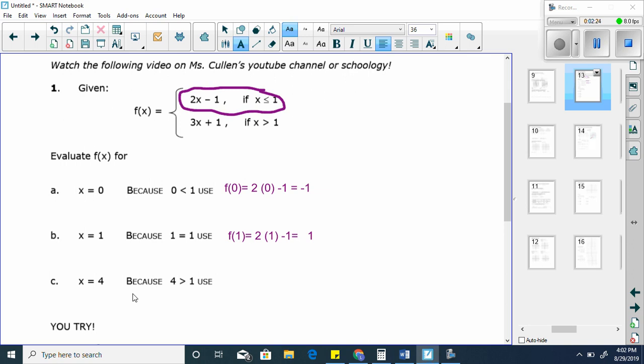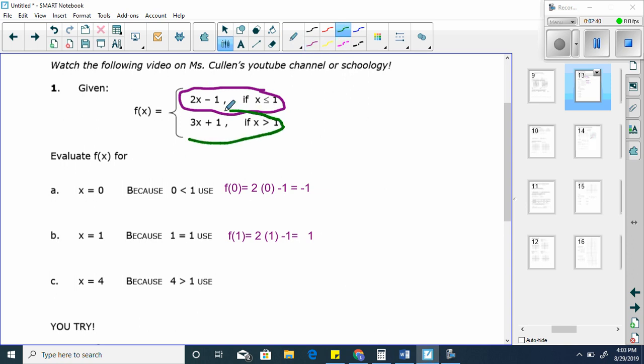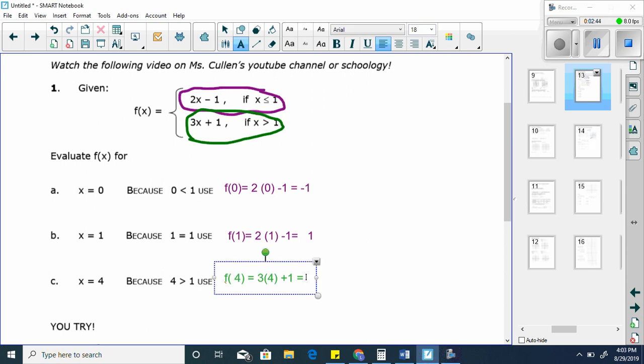Then I come down to my last case here, and it says, what if x equals 4? Evaluate f of x for x equals 4. Well, 4 is greater than 1, so I'm actually going to switch this up this time, and I'm going to use my other equation, 3x plus 1, because x is greater than 1. But I'm still going to follow the same process and substitute in 4 as my input in my function. So it's just a different equation, but I'm still following the same process. So f of 4 equals 3 times 4 plus 1, which is 13.